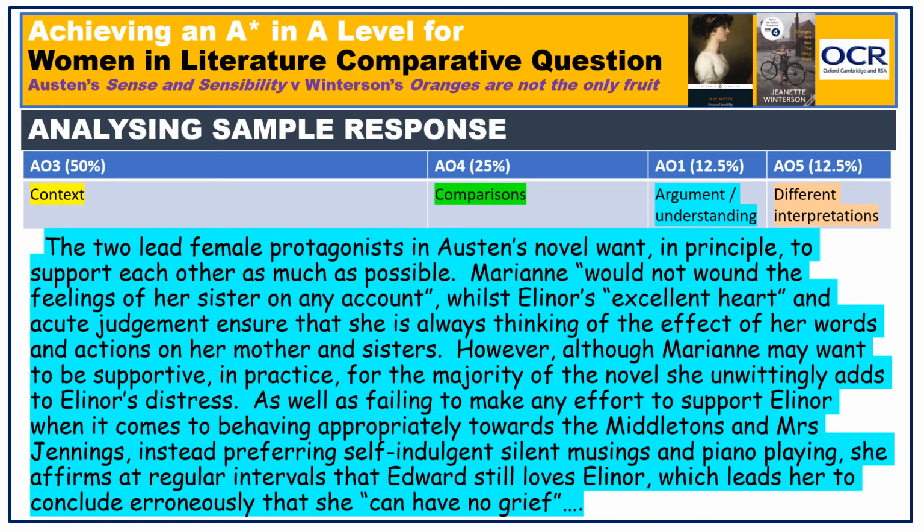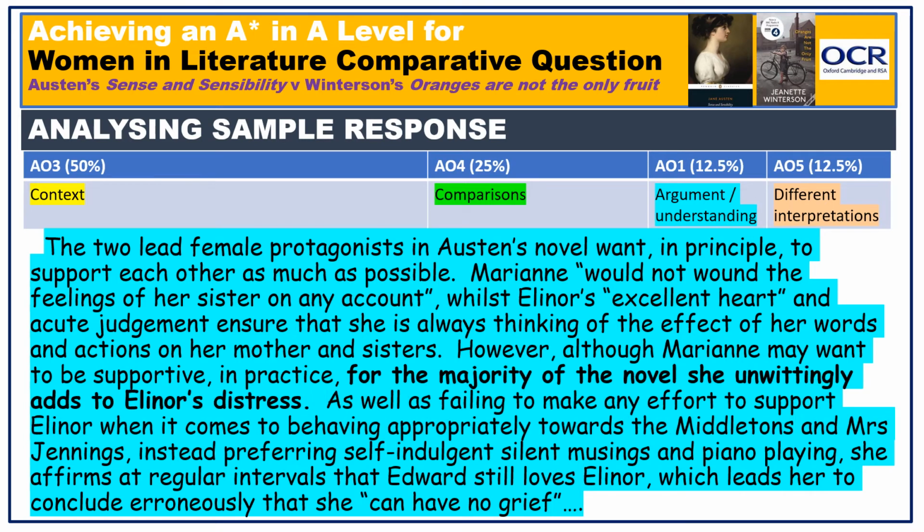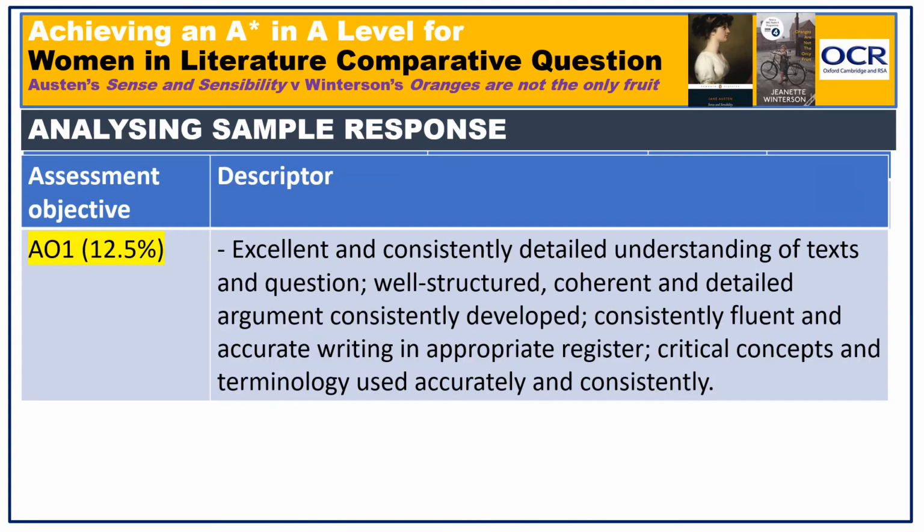Within the extract on screen, I refuse to oversimplify and move from saying initially that Marianne wants to be supportive, is keen and well-meaning, before changing direction and pointing out that actually, for the majority of the novel, she unwittingly adds to Eleanor's distress, i.e. she isn't that supportive at all.